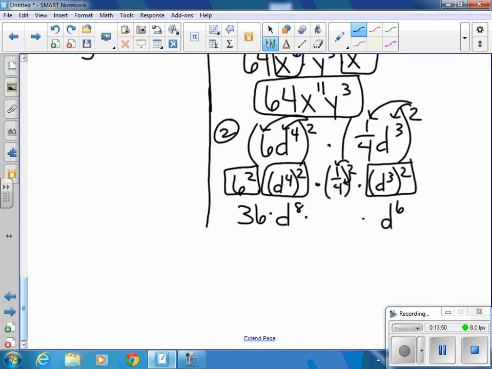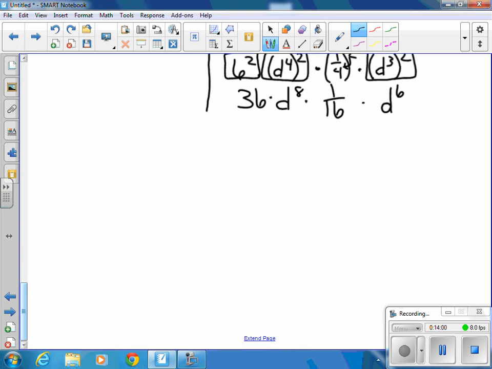So 1 squared becomes 1, 4 squared becomes 16. Right, so you just squared that 1/4. Now we're not quite done yet because there's some more that we can put together. We can combine our numbers together.